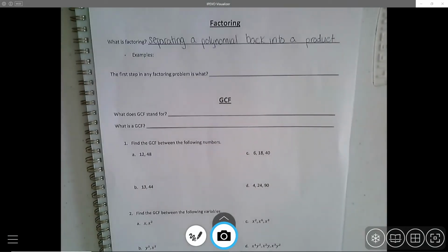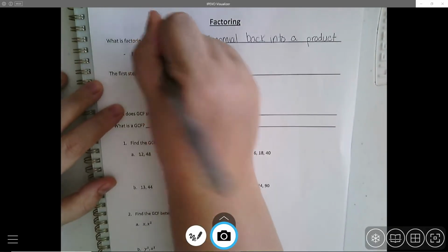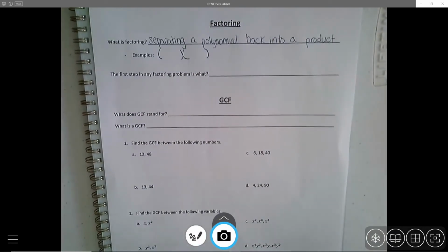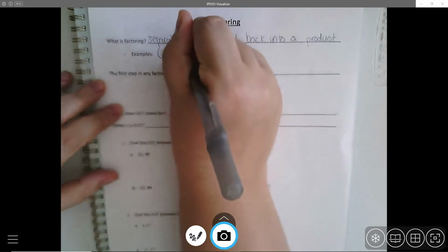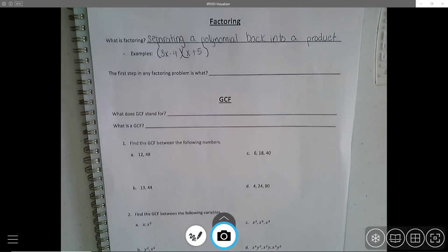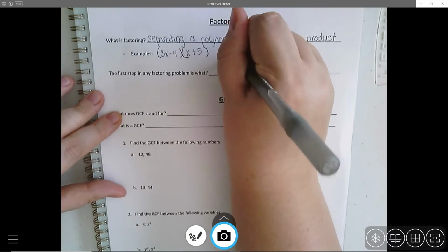Now, since we know kind of what our goal is, let's write down some of those examples. We're going to get to final answers where it's maybe a binomial times a binomial. So maybe it's 3x minus 4 and x plus 5. That's one example of what it may look like. There's other ones that we could write out, or it could simply be one like this.